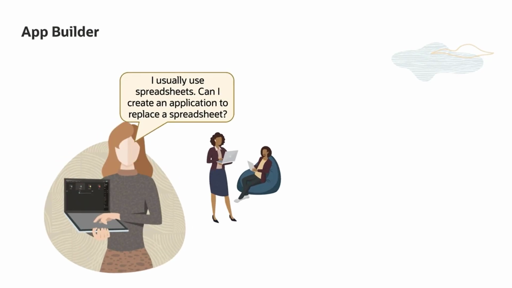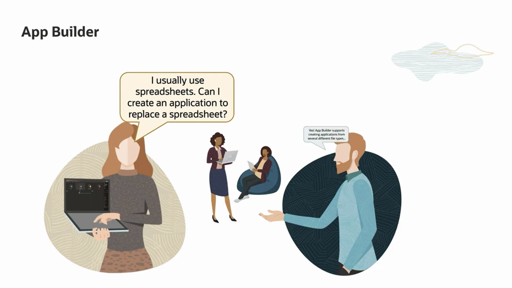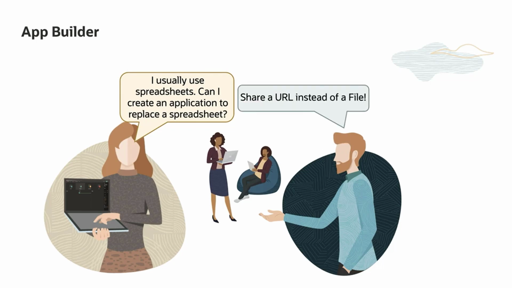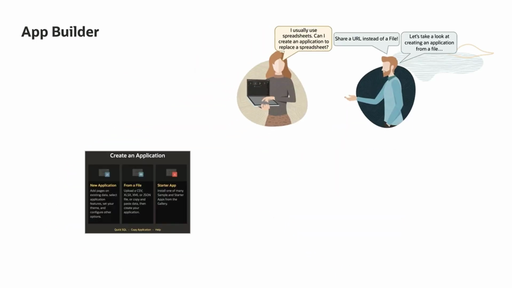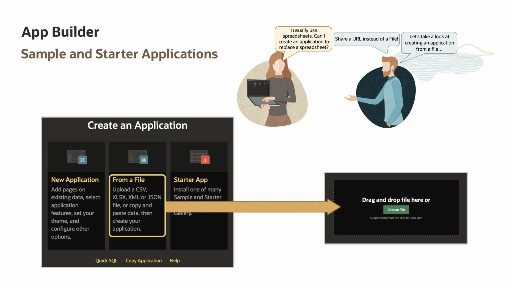Now, if you're used to using spreadsheets in order to share data, why don't you create an application in Application Express instead? And you can share a URL instead of sharing the spreadsheet with your coworkers. Now, App Builder, as we mentioned before, includes sample and starter applications, and you can create your own by using multiple different file types, such as CSV, Excel, XML text, or JSON.